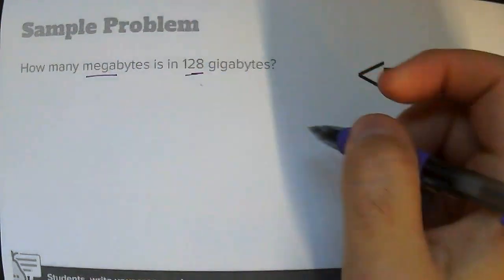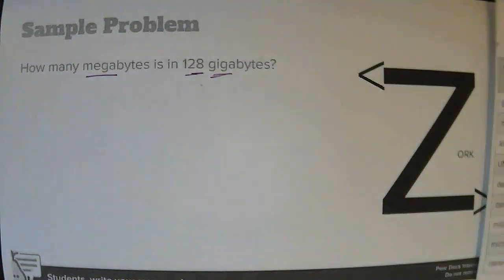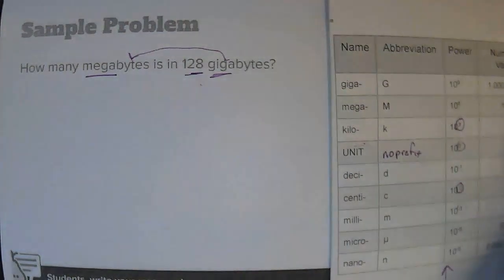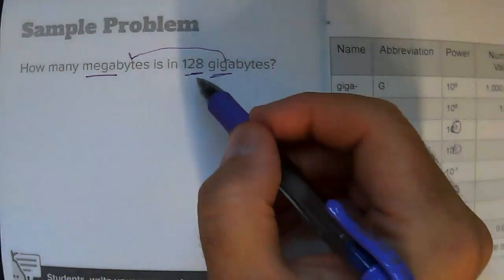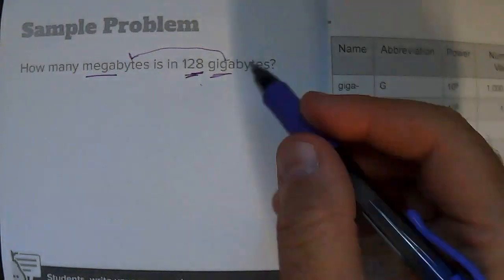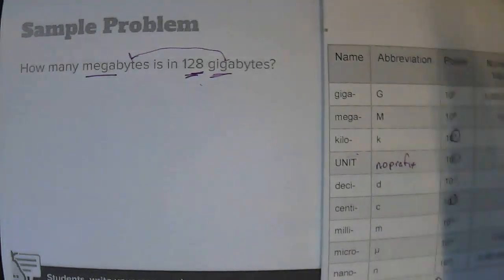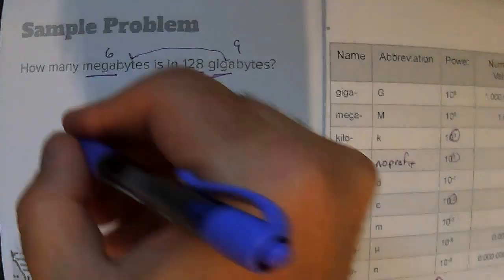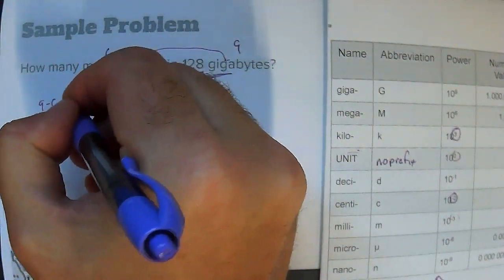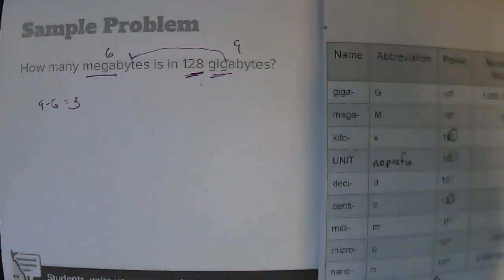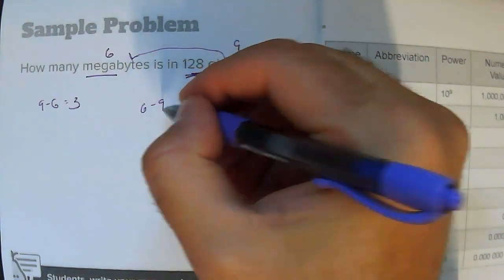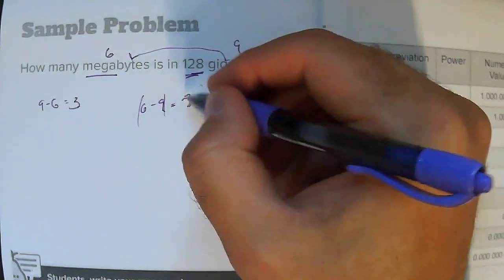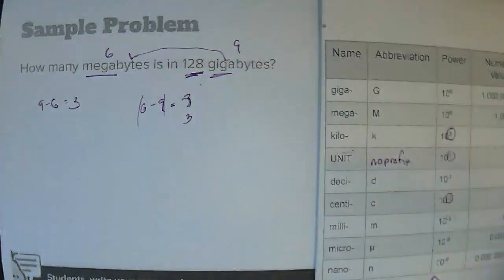We're starting at 128 gigabytes, okay? And we're going to megabytes, okay? You always start with the number and its unit. So we're starting at giga and going to mega. So giga is 9, mega is 6, so 9 minus 6 is 3, okay? Even if you did 6 minus 9, that's going to give you negative 3, but we're just worried about the absolute value, so it's still just going to give you 3, okay?